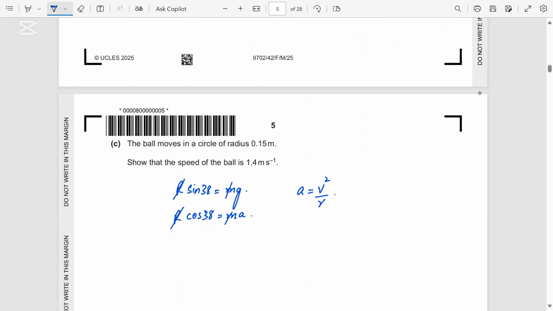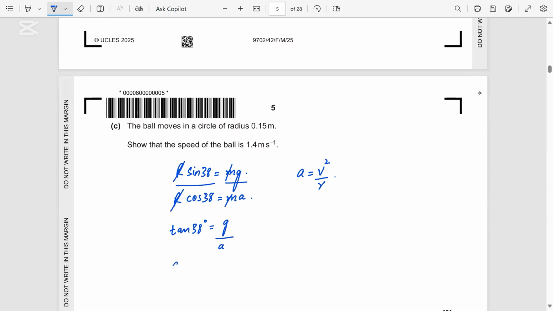What you can do is this R is going to cancel with this one, this m is going to cancel with this one. Since we're going to divide this R sine 38 with R cos 38, and we're going to divide this with this one. So this is sine theta over cos theta, which is tangent theta. So this is tangent 38 degrees is equal to a over g, and this a is equivalent to g tangent 38 degrees, right? And once you substitute here in this formula, you will get your answer for this speed.